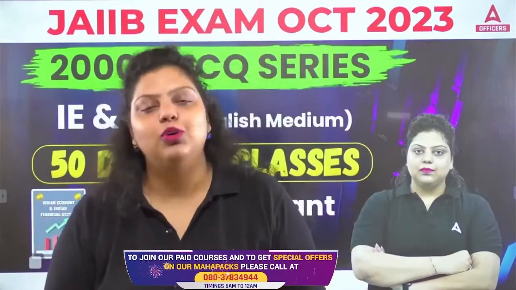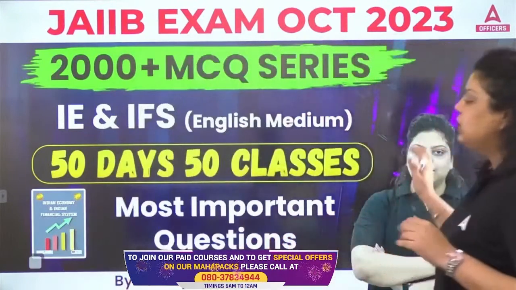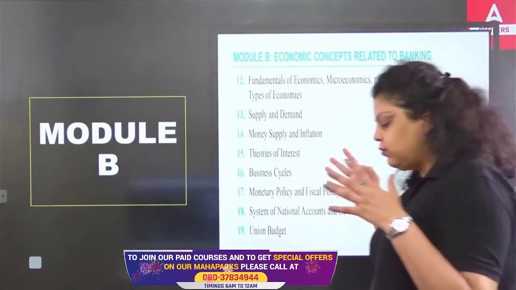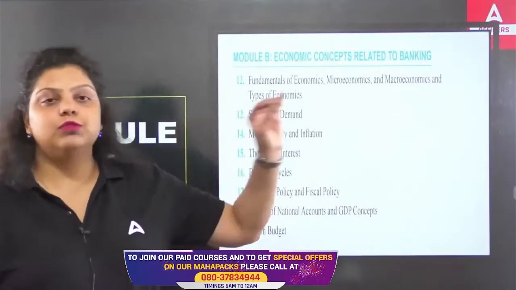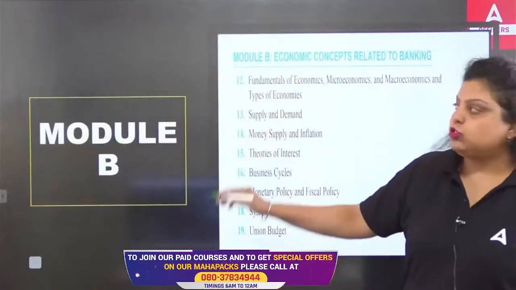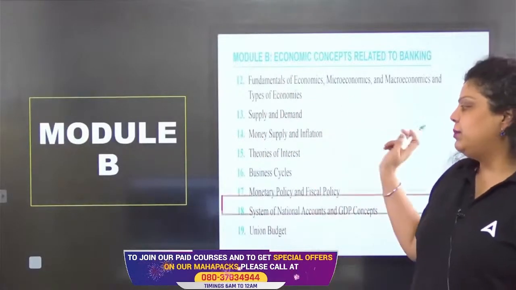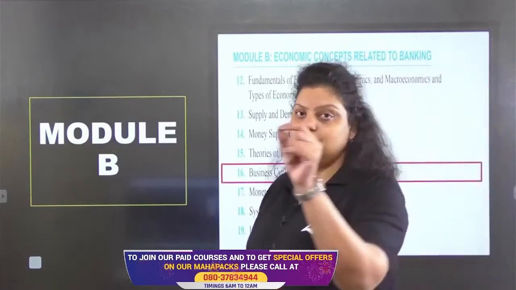I'm your mentor Amanjot Kaur for Indian Economy, Indian Financial System and PPB. And in this particular session, what topic are we going to cover? First of all, as you all know, we have 45 units in Indian Economy, Indian Financial System. Out of that, 11 units were in module A. Now till 19 we have in module B. So in module B, units 12, 13, 14, 15 have been discussed already. Now today we are going to discuss the business cycle, that is unit 16.